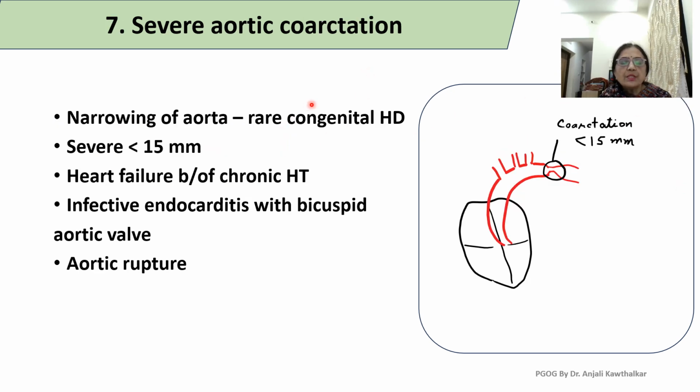The opposite of this dilatation is severe aortic coarctation. Coarctation is narrowing of the aorta, and it is a rare congenital heart disease. Severe coarctation is when the area is less than 15 millimeters. It is considered severe aortic coarctation. This is the aortic arch, and this is the place where there will be a congenital narrowing of the aorta.